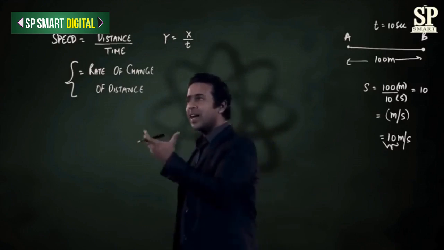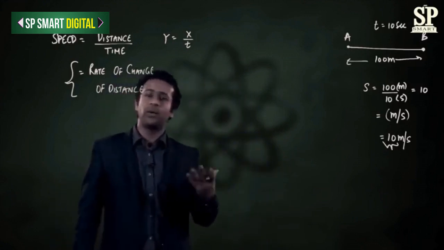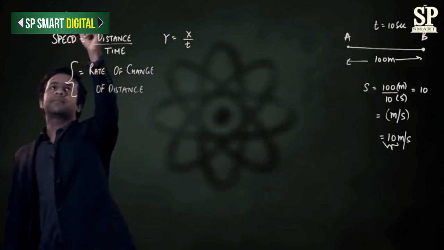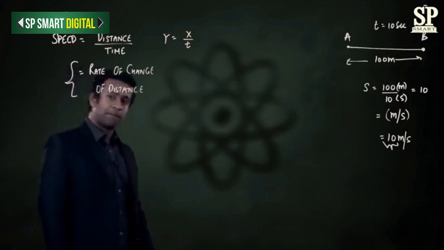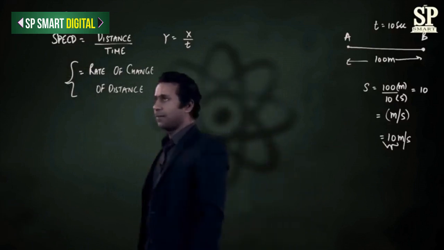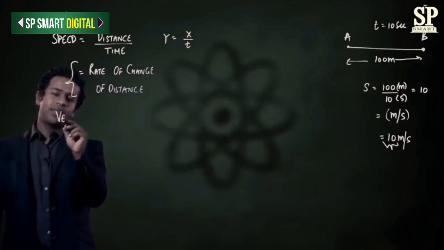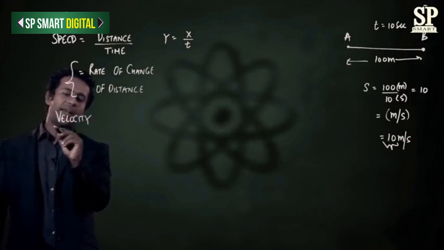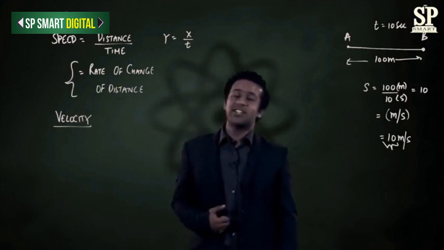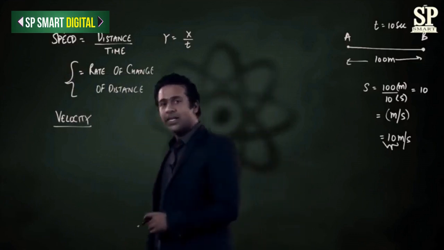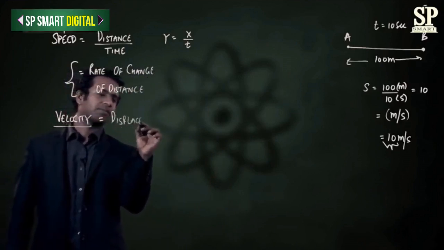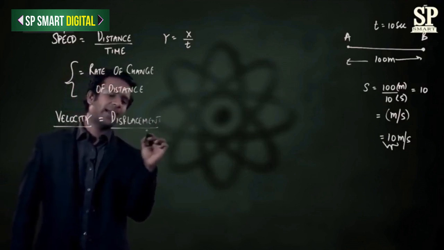Now, when we are calculating speed, we are not talking about directions. So it is obvious that speed is a scalar quantity. Now, the vector counterpart of speed is called velocity. So velocity is basically speed when you attach direction with it. Just like speed is defined as distance by time, velocity is equal to displacement divided by time.